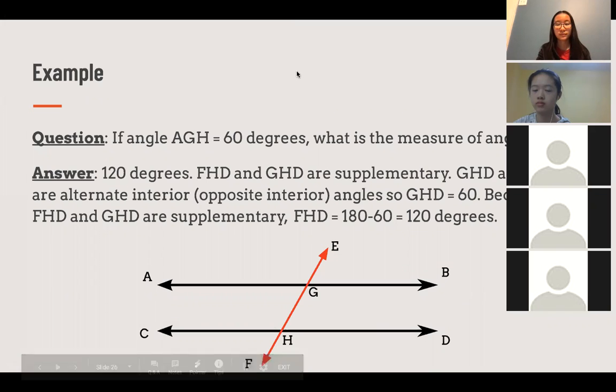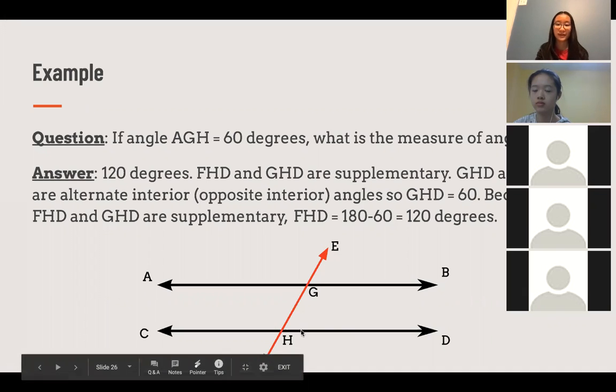I didn't really get that. All right, I can go over again. Okay, so we know from the problem that AGH is 60 degrees. And then from what we learned in the previous slide, we know that two angles that are on opposite sides of the transversal, but are both inside the parallel lines, so that would be AGH and GHD, are called alternate interior angles or opposite interior angles.